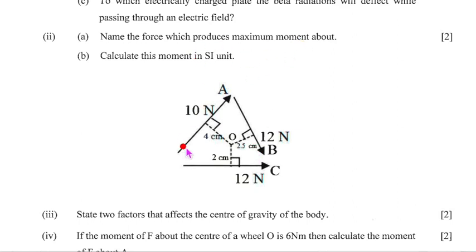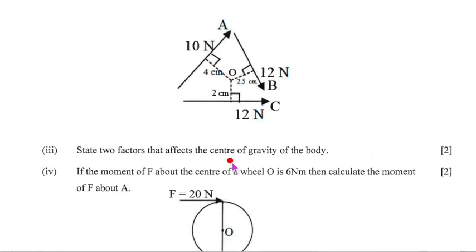Maximum moment will be when the force multiplied by this perpendicular distance. So this will give you 40 Newton centimeter. This will give you 12 into 2.5. So that will be 25 into 12 is 300. So 30, and this will be 12 to 24. So this one, A, is going to produce maximum moment of force. We'll have to show the working for that. Calculate this moment. Yes, we have to calculate that.